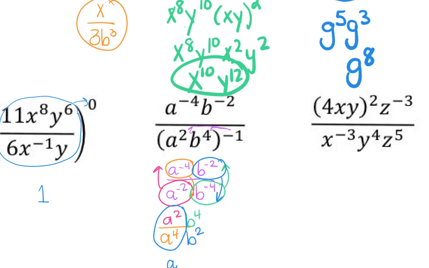That's a to the 2 minus 4, or negative 2. b to the 4 minus 2 is b squared. One more step to make this positive, bring this back down to the denominator. I'm going to move b up here. So this becomes b to the 2nd divided by a to the 2nd.